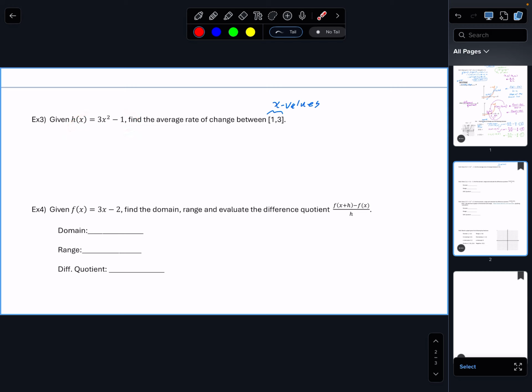And so you are going to need the point when x is 1, and you're going to need the point where x is 3. But you need to show that you are plugging in 1 into h to get that value, and that work should be on your paper. Even if you can do it in your head, you're communicating your process to me.